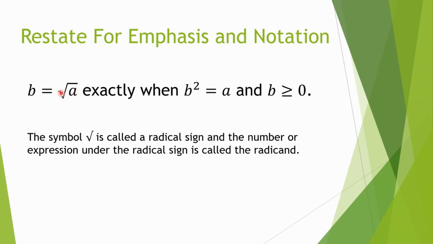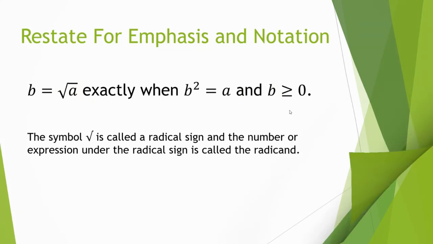Also, this symbol here that we're using, as you can see, we call it a radical sign. And what's under the radical sign, so in this case A, we call it the radicand. So what you're taking the square root of, for instance, is the radicand. So that's what this notation is telling us. Okay. All right, so again, the notes are posted. I don't want to go too slow or too fast, so let me move on.